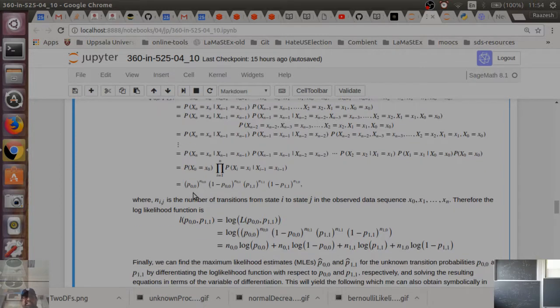In the end, what you'll get is P00 to the power of N00. N00 is the number of transitions from state 0 to state 0. Lowercase n01 is the number of transitions from state 0 to state 1. And n11 is state 1 to 1, and n10 is state 1 to 0. So only these 4 possible transitions between 2 states, the count of them, the frequencies of them, are the minimal sufficient statistic for this likelihood, for this model. You don't need anything else, you see?